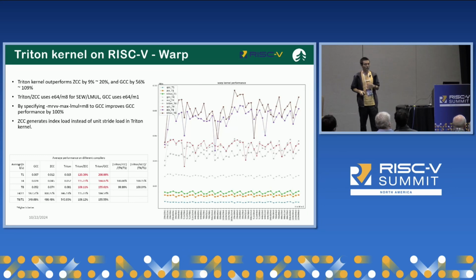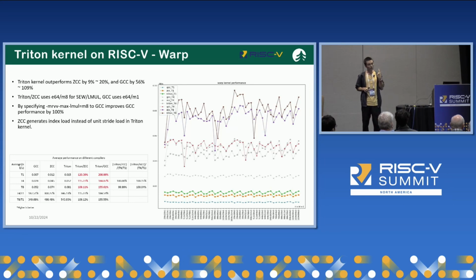Okay, warp is a kind of image transformation algorithm. So the Triton kernel outperforms ZCC by roughly 9 to 20%, and it outperforms GCC by roughly 50 to 100%. So here's the reason.